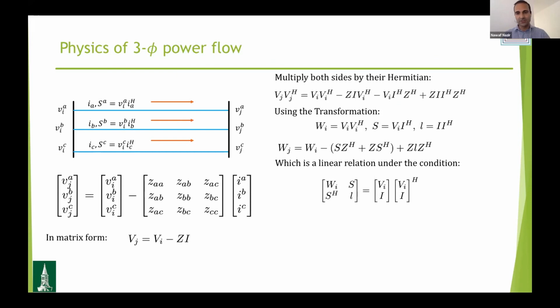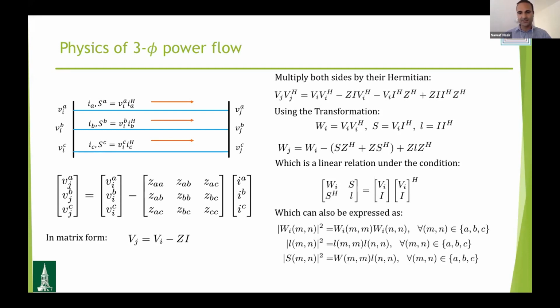And then the only other equation is the constraint which relates these transformed variables with the original voltages and currents. I can also write this in terms of these three nonlinear equations here. So this represents the nonlinearity in our model. And this matrix equation, as has been done in the literature, can be represented by a positive semi-definite constraint and also a rank constraint.